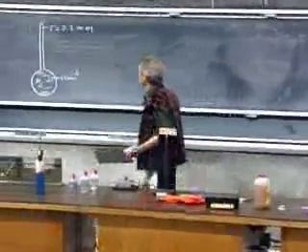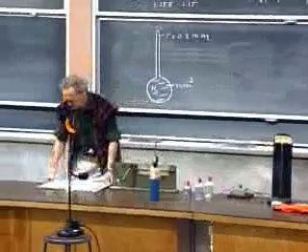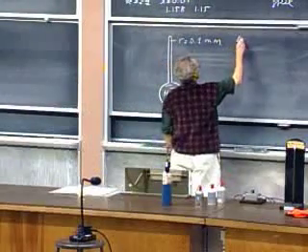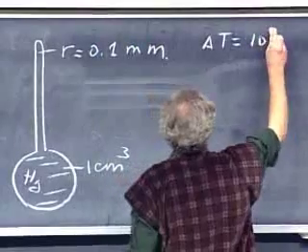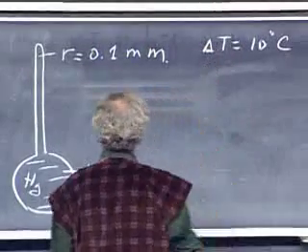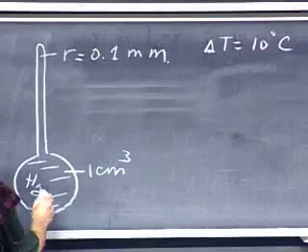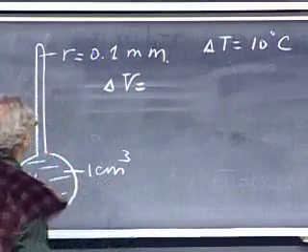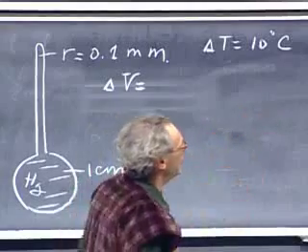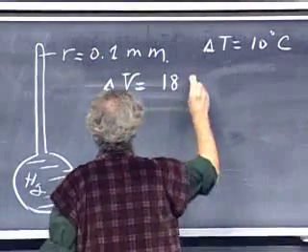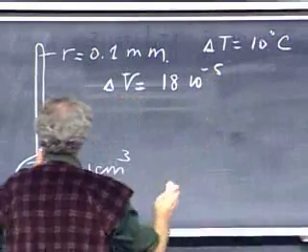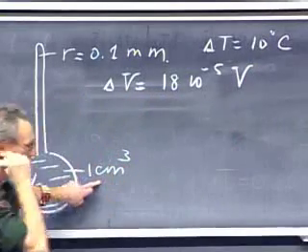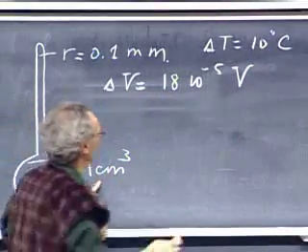I'm going to increase the temperature of this mercury, say by 10 degrees. So delta T, 10 degrees centigrade. So by how much will this volume expand? Well, delta V equals beta, 18 times 10 to the minus 5, times the volume, which is 1 cubic centimeter. Let me just put the volume in there. You may want to do it in cubic meters. I leave it up to you. Times the delta T.